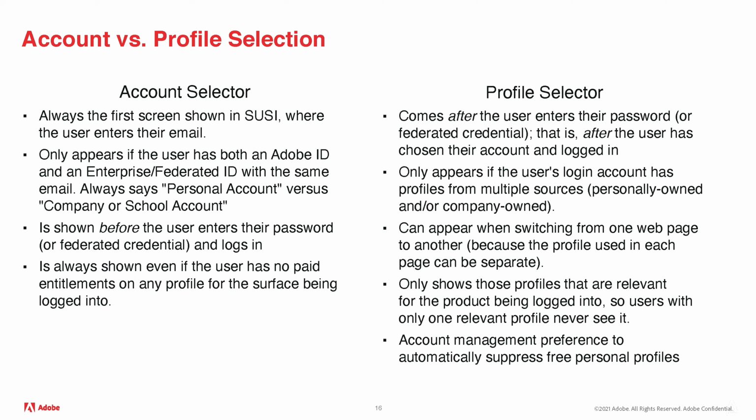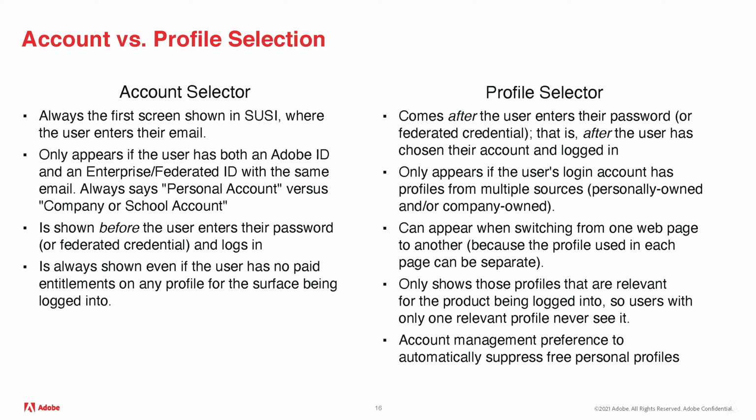In summary, there are account selector screens and there are profile selector screens. Account selector is always the first screen presented to the user and is only shown when the user has both an individual account, personal profile, and a company or school account associated with the same email address. The account selector is always shown before the user enters their password or federated credential and logs in. The account selector is always shown even if the user has no paid entitlement profiles on the account they are logging into. And in turn, the profile selector always comes after the user enters their password or federated credential, after the user has chosen their account and logged in.